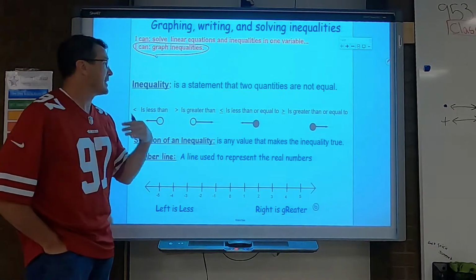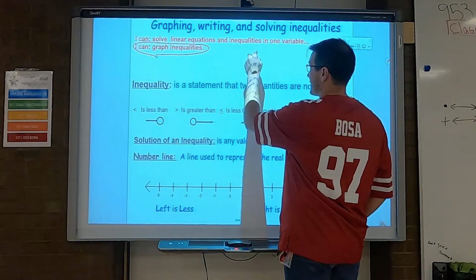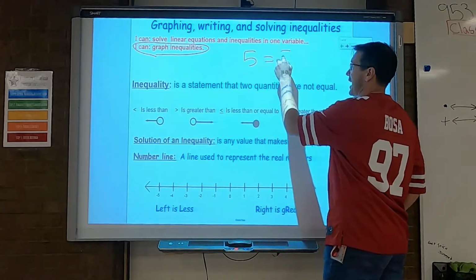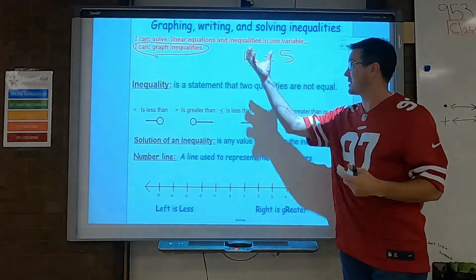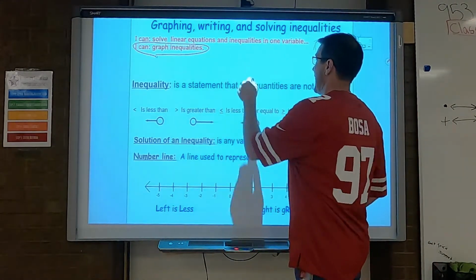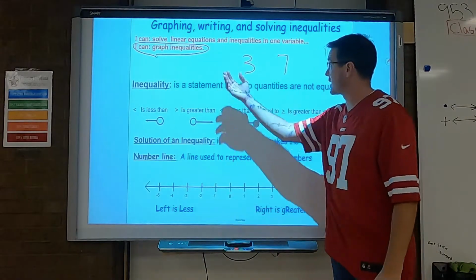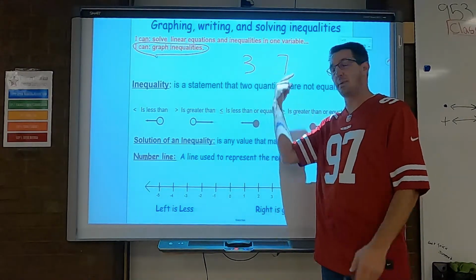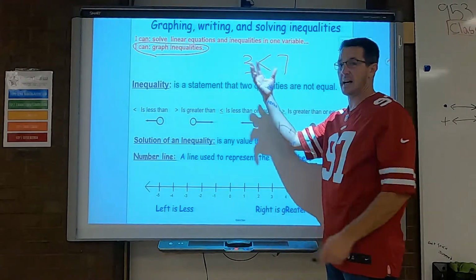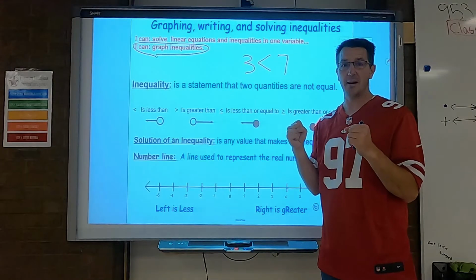An inequality is a statement that two quantities are not equal. So for instance, in the past we've done stuff like 5 equals 5. That is an equality, right? This side is the same as that. An inequality would be if I had something like 3 and 7. Well, which one is bigger? Well, 7's bigger, so I would say that 3 is less than 7. So an inequality is when we're saying they're not the same.